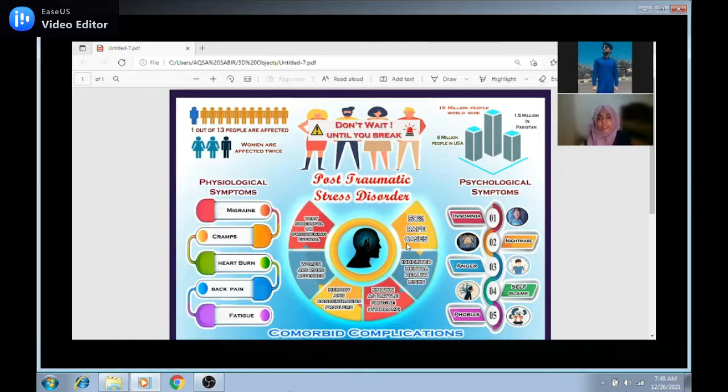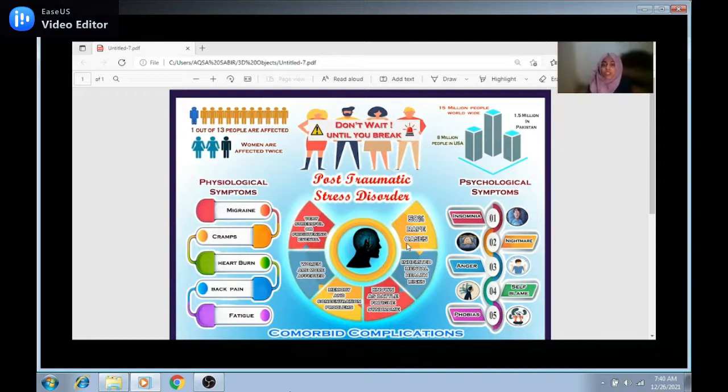Now, let's talk about the statistics. 15 million people worldwide are affected by PTSD, out of which 1.5 million are in Pakistan. Its death rate is 45%, and it is increasing day by day. Out of 13 people, one is affected by PTSD. Women are mostly affected, due to 50% rape cases and distrust issues.